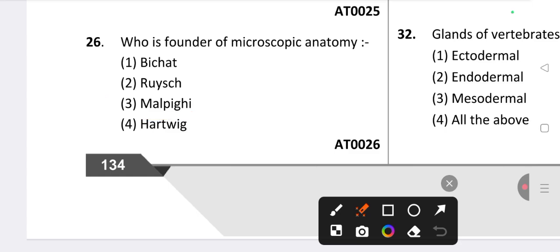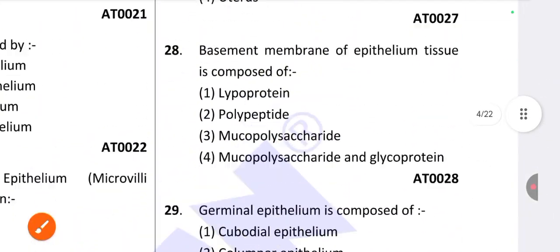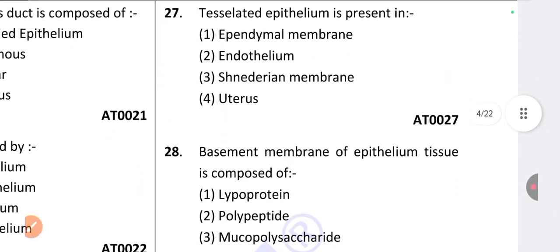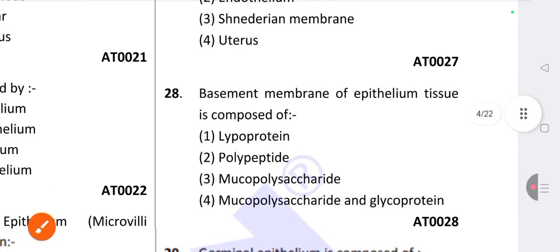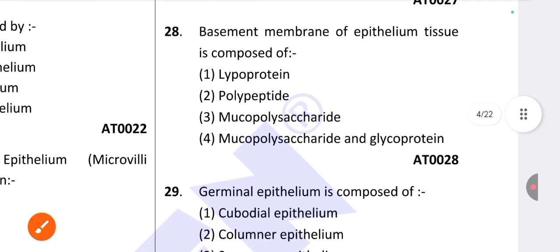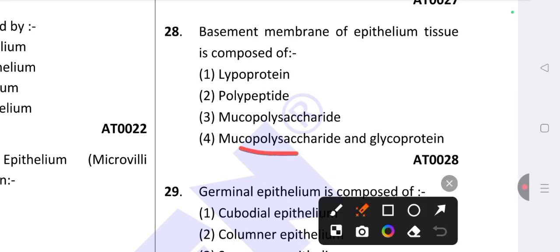And next, we'll see the 27th question here. Tessellated epithelium is present in. So tessellated epithelium जो होते हैं वो किस में present होते हैं? Answer is endothelium में present होता है. And next, basement membrane of epithelium tissue is composed of. So epithelium का जो basement membrane होते हैं वो किससे composed होते हैं? It is mucopolysaccharide and glycoprotein से it is composed.